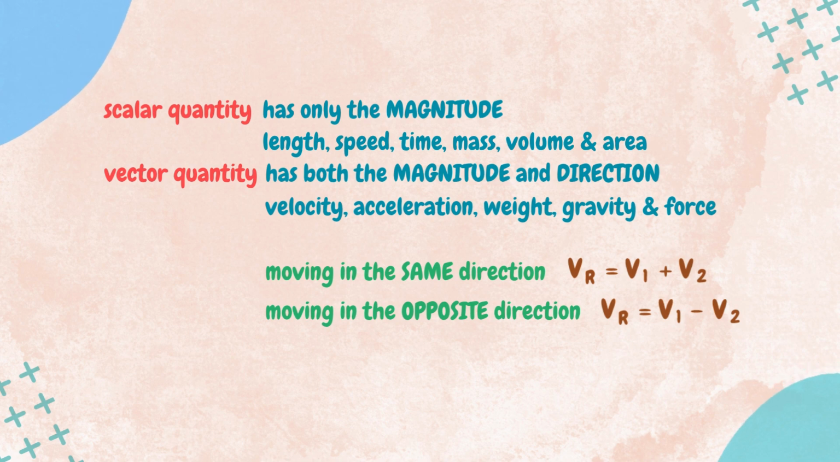So now you know how to distinguish scalar and vector quantities, and even how to add vectors. But here's a question. Can an object be moving but have zero displacement? Think about it, and in the next video, we'll unravel motion like never before. Stay tuned, stay curious.